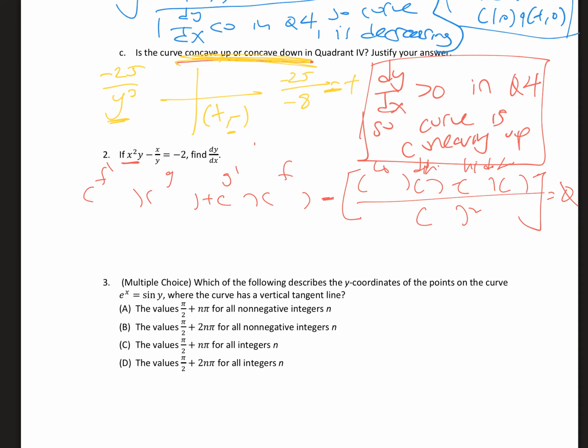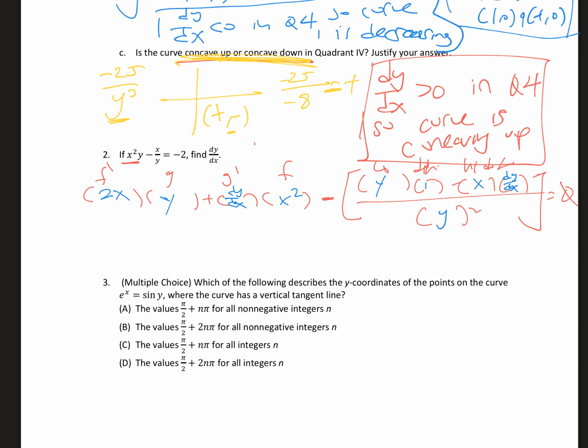F prime, the derivative of x squared, is 2x. Y is my g, just leave it alone. G prime right here is just my y, so the derivative of y is 1, but since I'm differentiating y, I have to write dy/dx. My f is x squared, leave it the same. Let's do the quotient rule. Low is y, d high is just 1, minus high, that would be x, d low, y is just dy/dx, all over low squared, so y squared.